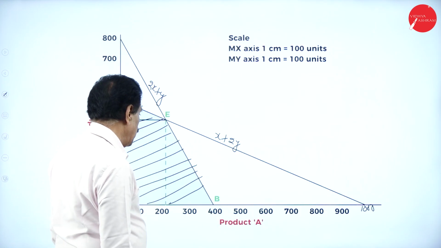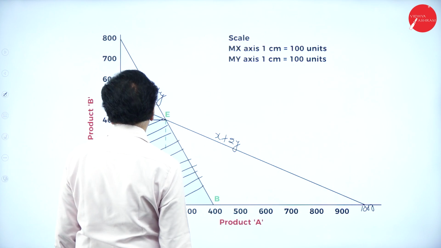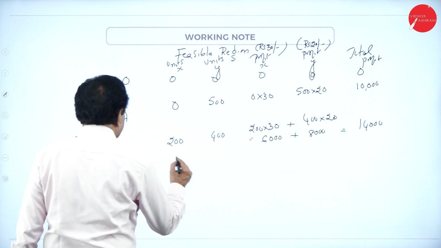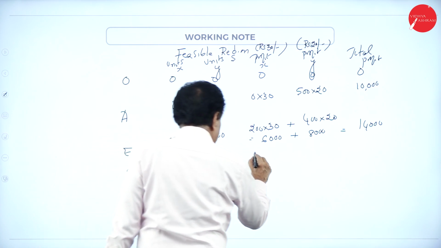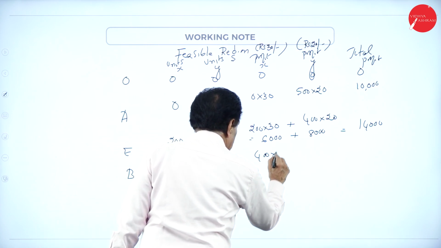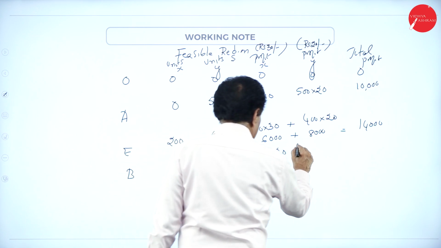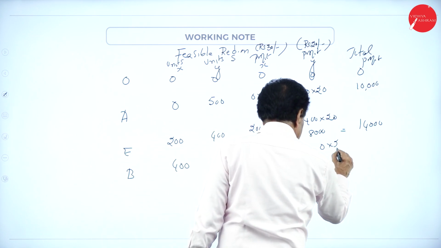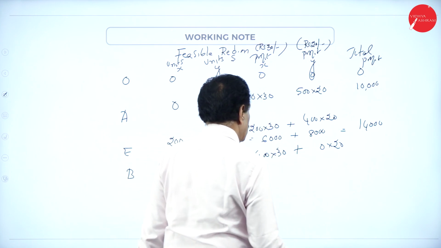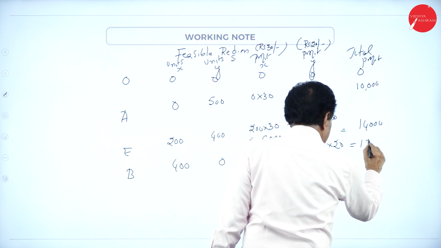At the point B, X is 400, Y is 0. This is 400 into 30 plus 0 into 20. It comes to 12,000.